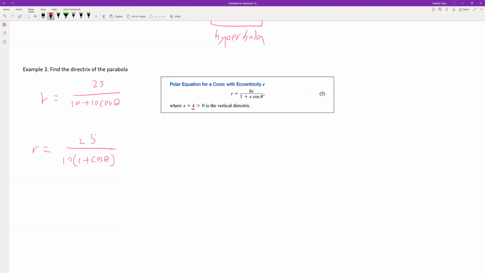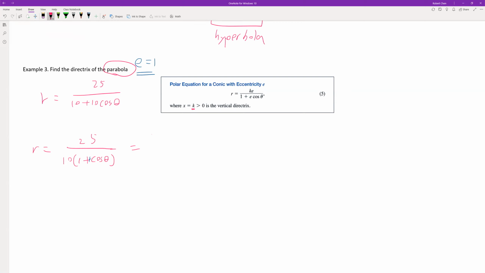Now, one thing we know about the parabola is that a parabola has eccentricity of 1, and that is going to be key to solving our equation here. So in the form, we have 1 plus e times cosine in the denominator. Now, we know that eccentricity is 1, so that means there should be something in the numerator as well. And if we can find out what the constant is, that's going to represent our k.